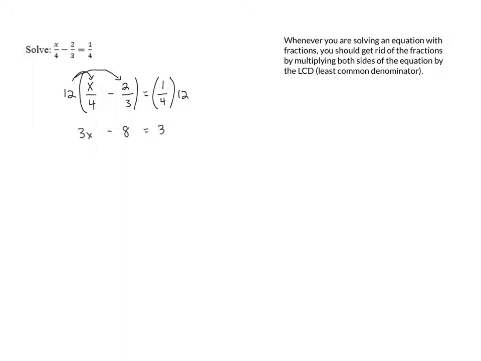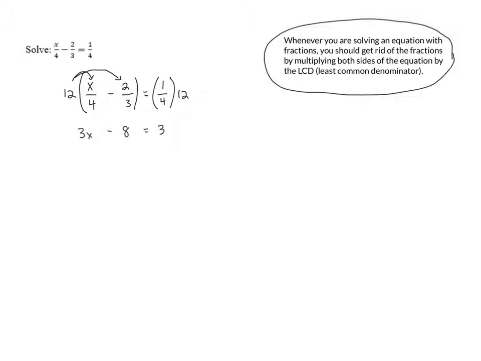Notice that after multiplying by the LCD, we end up with a significantly easier equation to work with. 3x minus 8 equals 3 is much nicer than x over 4 minus 2/3 equals 1/4. So this strategy that I mentioned, where we multiply both sides of the equation by the LCD, really ends up being one of the most important rules that you will learn in your class, probably this semester. It's so important that you do this.